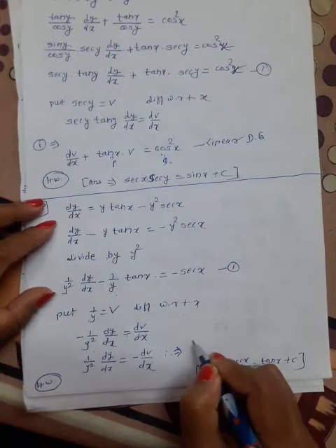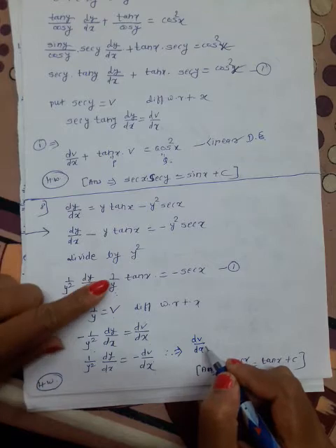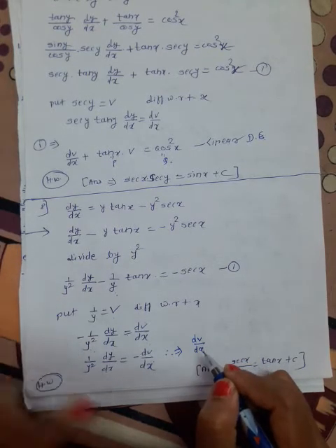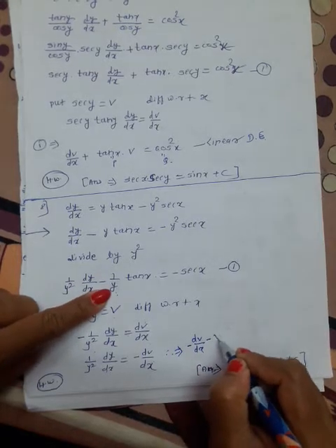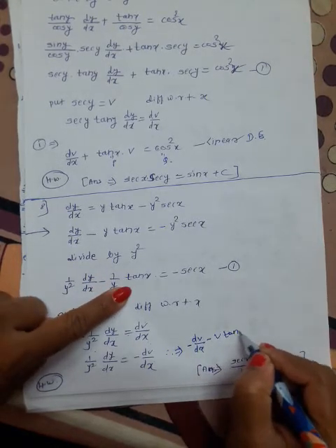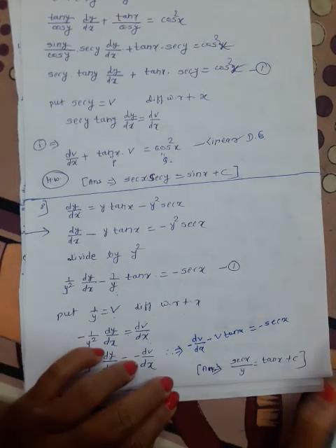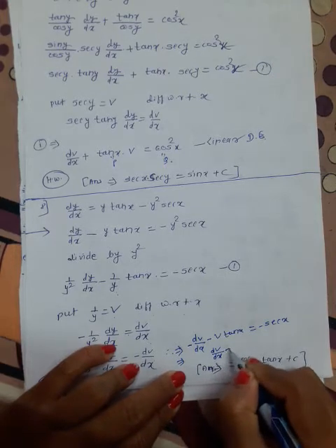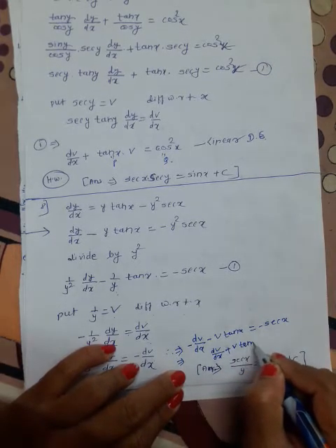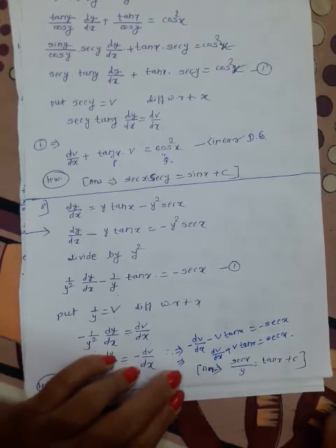It becomes dv by dx. And 1 upon y becomes, this is minus dv by dx, minus 1 upon y becomes v, this tan x as it is, and minus sec x as it is. Multiply both sides by minus, we get dv by dx plus v tan x is equal to sec x. This is a linear equation.